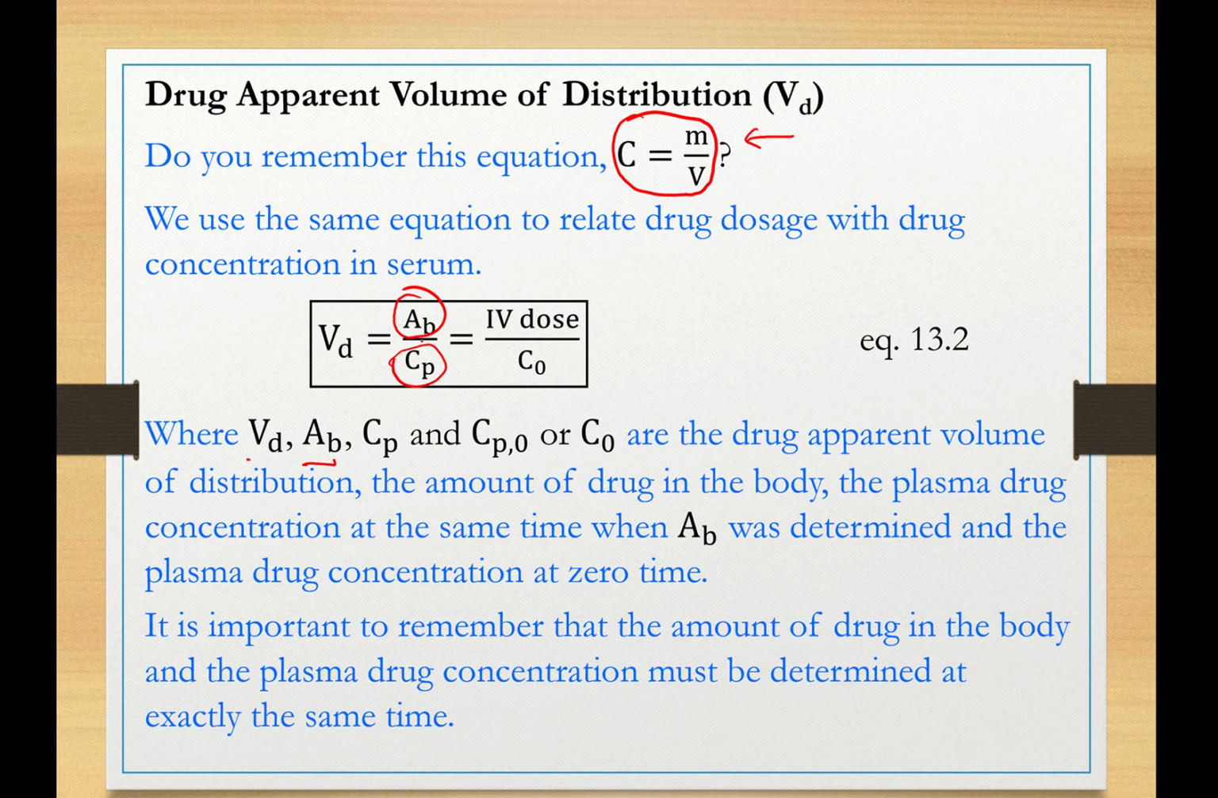What you need to know is that if you choose to determine the Vd from AB over Cp, make sure that you determine the amount of drug in the body exactly at the same time that you determine the concentration of the drug in the plasma. Why?